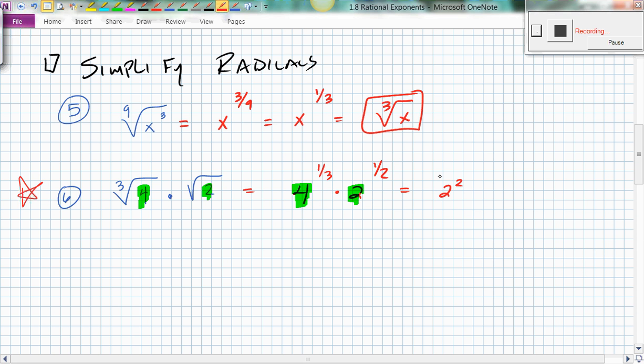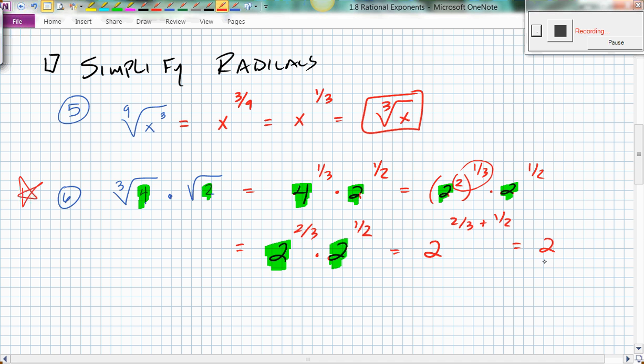So how about 2 squared to the 1/3 times 2 to the 1/2? Notice now that I'm working with a base of 2 and a base of 2. Since I'm raising a power to a power here, that gives me 2 to the 2/3 times 2 to the 1/2. And now my bases are the same, so I'm allowed to go 2 to the 2/3 plus 1/2 power, which of course is 2 to the 7/6 power.